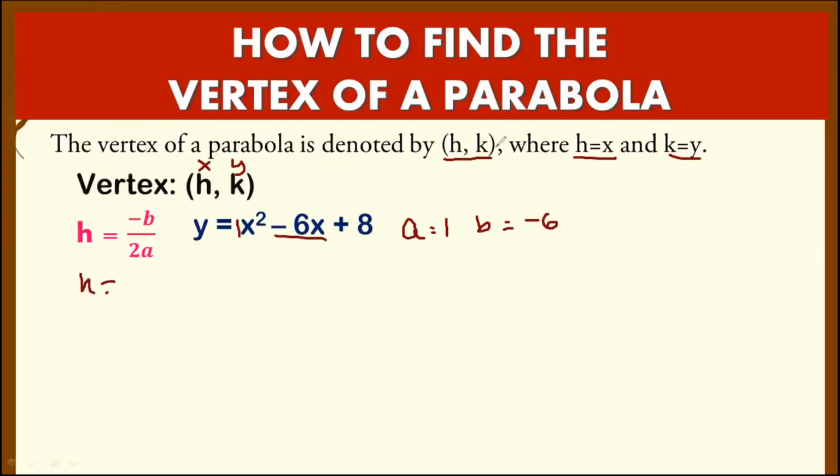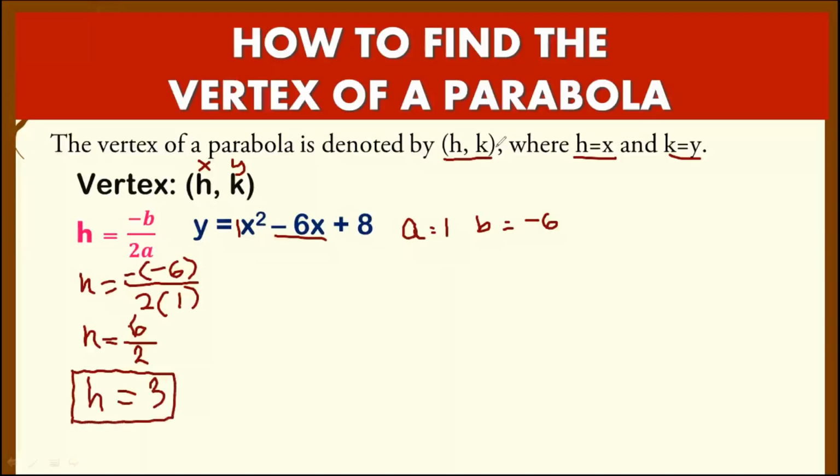Bring down h equals negative, the b value is negative 6, over 2a. So 2, our a is 1. Then h is equal to negative times negative 6 is positive 6. 2 times 1 is 2. So you have h now becomes 6 divided by 2, which is equal to 3. So we found our h already, which is equal to 3.